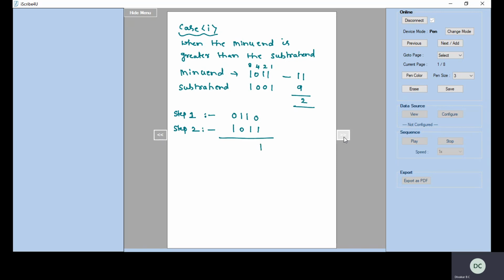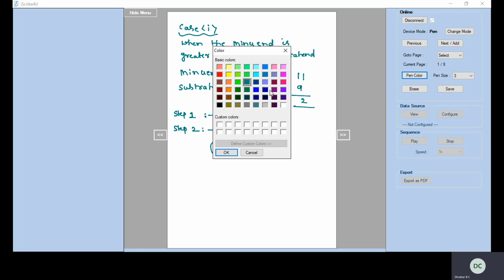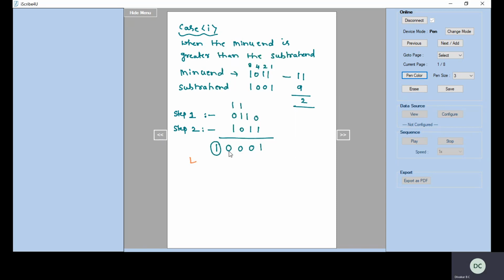Then perform the addition. 0 plus 1, 1. 1 plus 1, 0 with a carry of 1. 1 plus 1, 0 with a carry of 1. 1 plus 1, 0 with a carry of 1. Then there exists an end around carry represented by EAC. Take this carry to the least significant bit and perform the addition. That is 1 plus 1 is 0 with a carry of 1, 0, 0, which is the binary equivalent for the number 2.